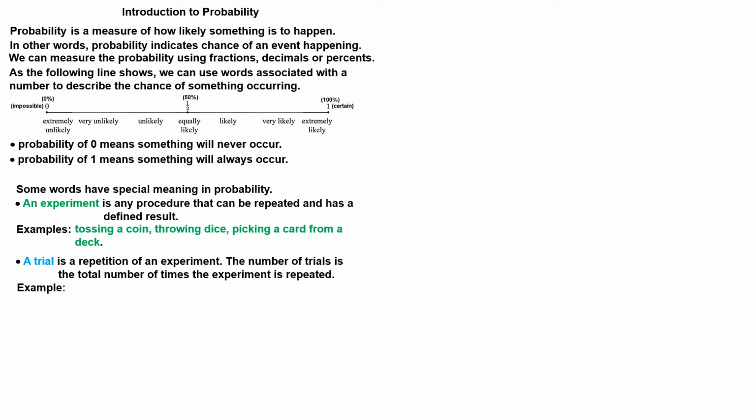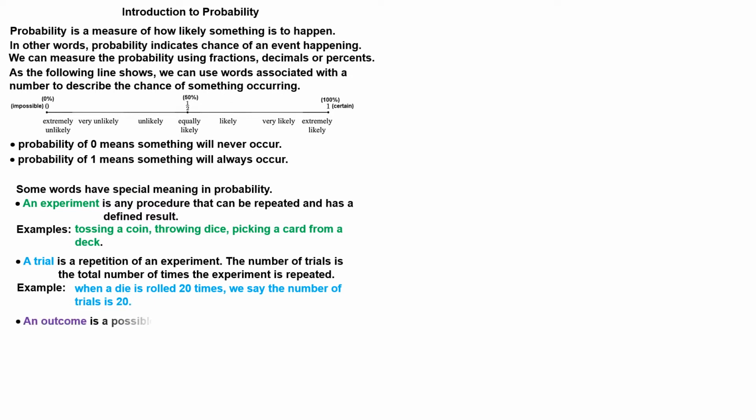A trial is a repetition of an experiment. The number of trials is the total number of times the experiment is repeated. Example: when a die is rolled 20 times, we say the number of trials is 20.